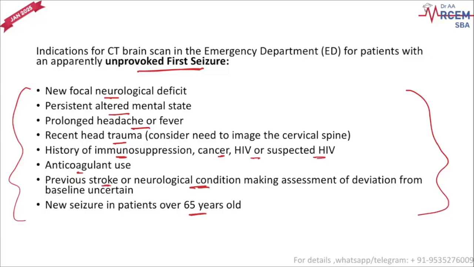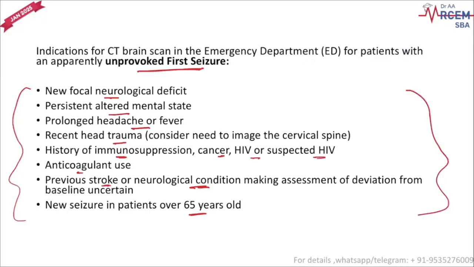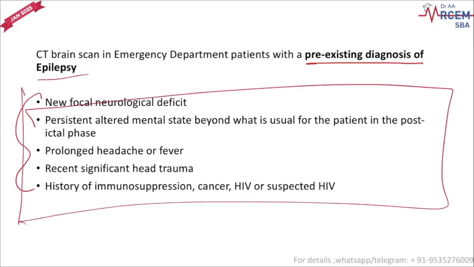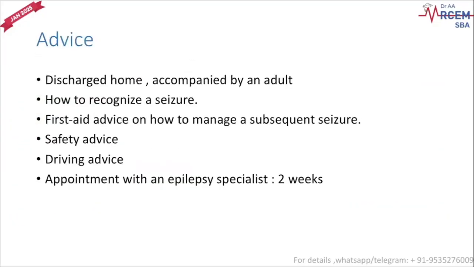a CT scan done. What about a person who is already pre-diagnosed with epilepsy and comes with one more new episode of epilepsy? When do you get a CT scan done? These are the initial five things. The initial five things that you have discussed are the same, 1, 2, 3, 4, 5. These five parameters are the same as what I have mentioned here. The last three are only specific for a patient who has an unprovoked first seizure.